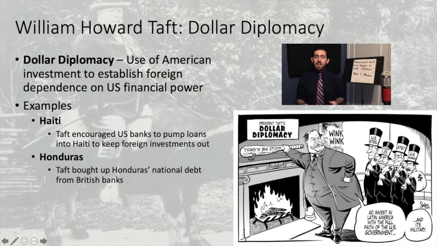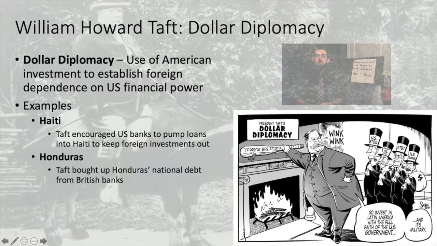Taft recognized that debt could be a powerful tool in international diplomacy. Accordingly, he encouraged American banks to invest in Latin America by flooding their economies with cheap loans, all the while keeping European investors away. The strategy allowed the United States to control countries like Haiti by holding their debt over their heads, or using additional loans as incentives in exchange for policy goals. Taft employed a similar strategy in Honduras by purchasing that nation's debt from the British, removing British influence and establishing America's.